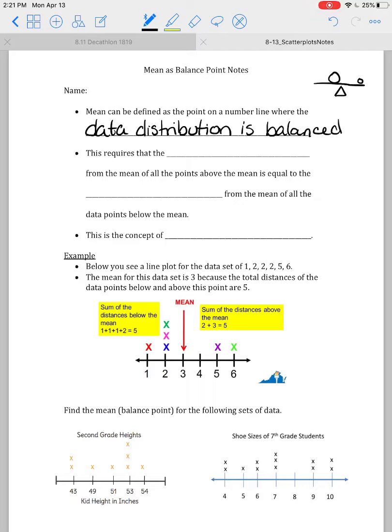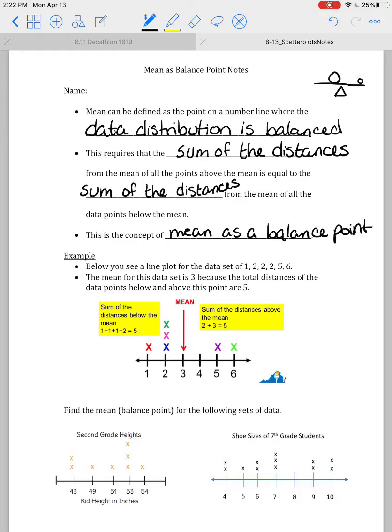In order for the data distribution to be balanced, it requires that the sum of the distances from the mean of all the points above the mean is equal to the sum of the distances from the mean of all the data points below the mean. And we're going to talk about what that looks like when we get to our examples. But all of this is the concept of mean as a balance point.